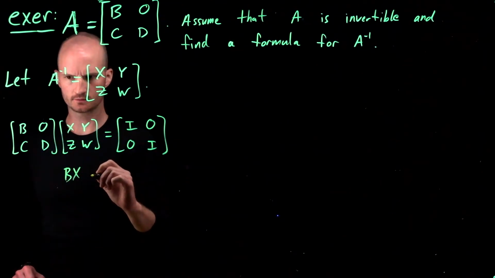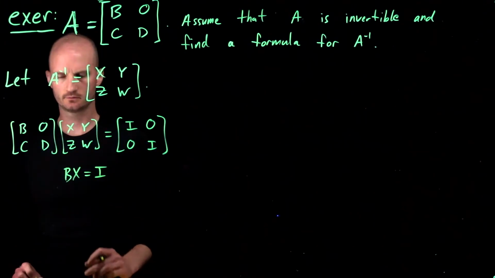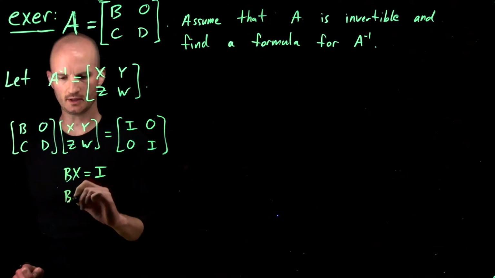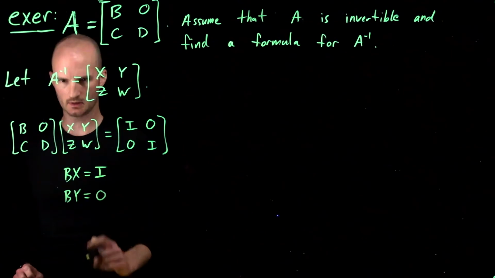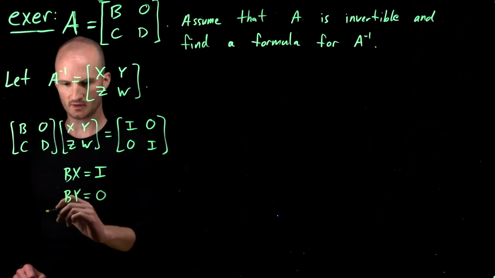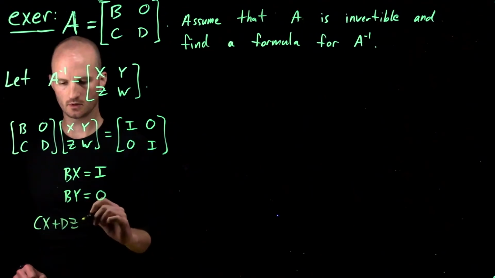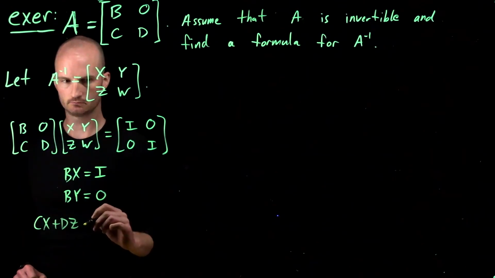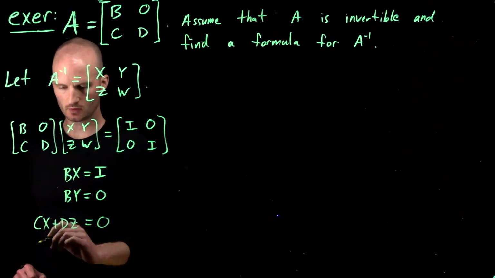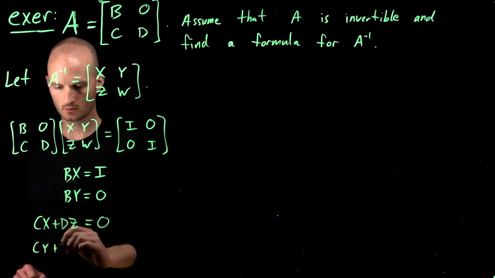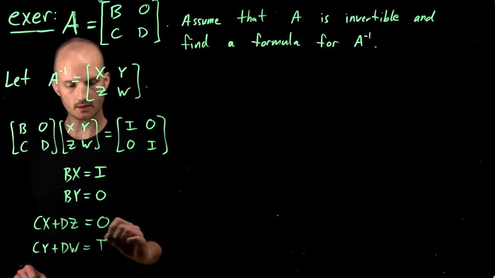Bx is I. By is the 0 matrix. Cx plus dz is 0. And cy plus dw is an identity matrix.